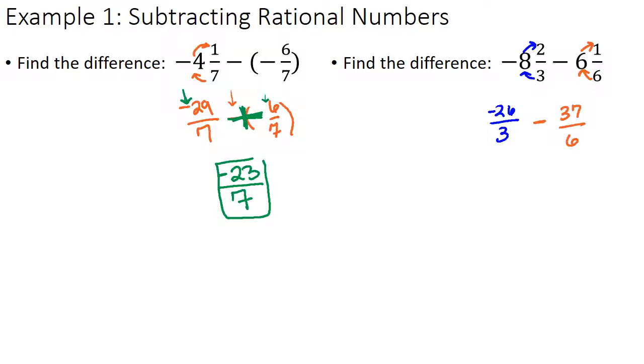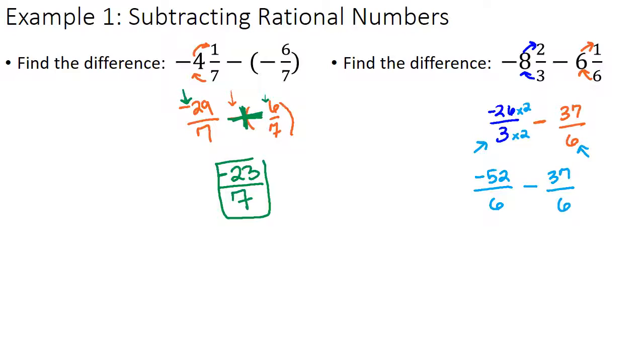So again, my next step here is to make sure that my denominators have the same sign. So in order to make sure my denominators have the same sign, I need to change this 3 into a 6. So to do that, I'm going to times this by 2. And I can also times the top by 2 to make sure that this number doesn't change, that it stays the same value. So negative 26 times 2, I'm going to end up with negative 52 over 6 minus 37 all over 6.